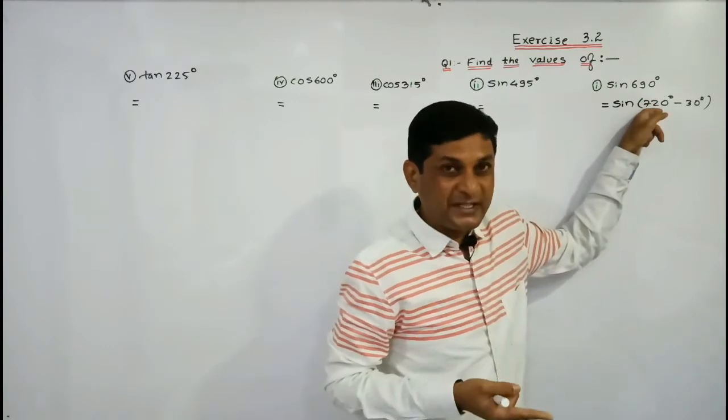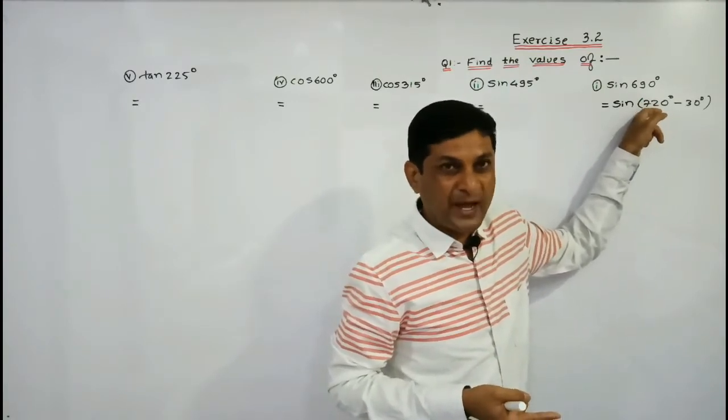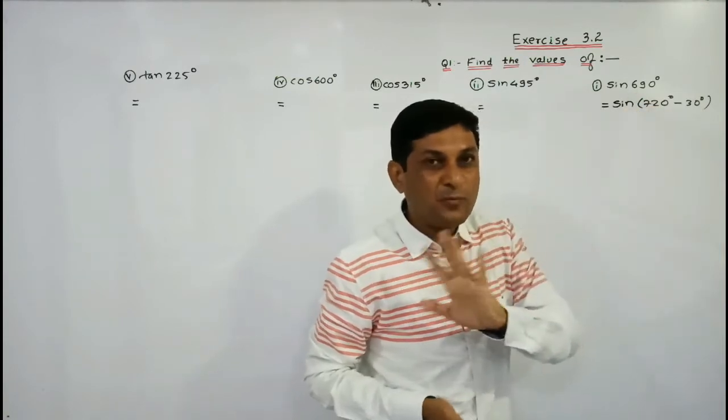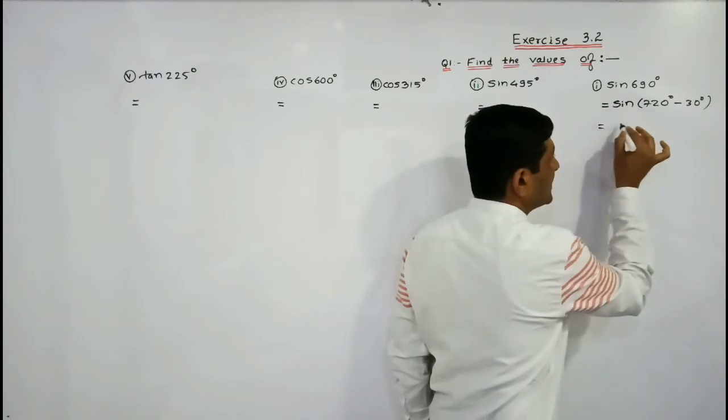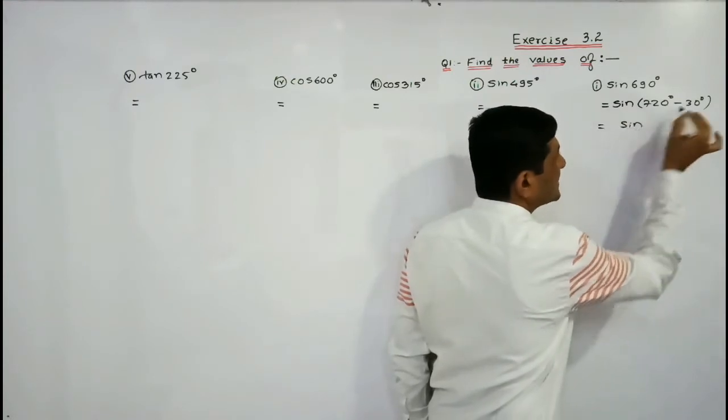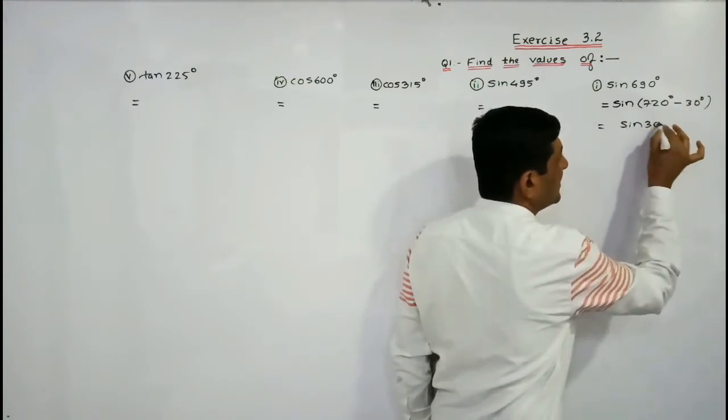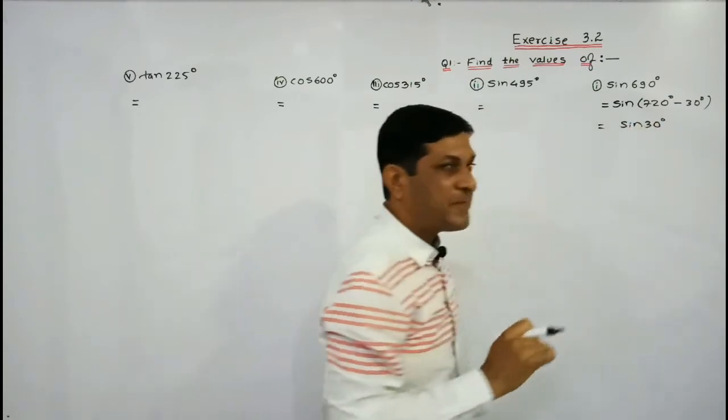4 into 180, that's why we can say that it is 4 pi. And if the first term is 4 pi, the value of sine does not change, means the value will be sine theta. Theta is what here? 30. Now plus or minus, that depends on the quadrant.